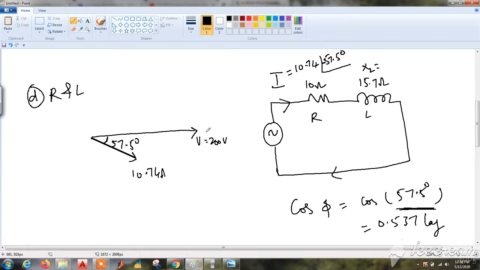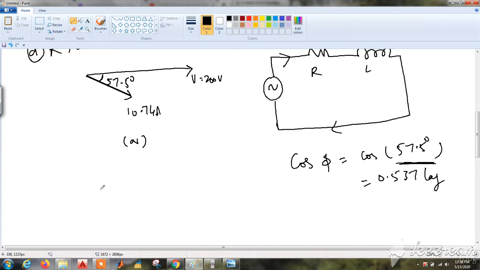57.5 degrees. The other way around also you can draw by taking current as a reference and voltage as leading part. So the other way to draw it is like this. Take current. Now I am taking current as a reference. Previously I took voltage as a reference. So 10.74. So this is lagging. The voltage must lead the current by 57.5 degrees. You can draw like this.